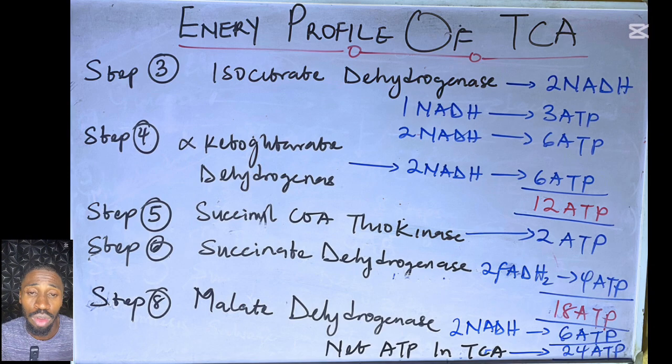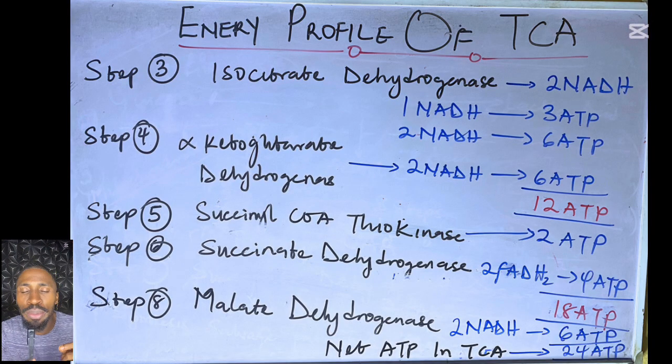In step 6, your succinate dehydrogenase is forming 2 moles of FADH2. And I told you that 1 mole of FADH2 is giving us 2 moles of ATP. Then now we have 2 moles of FADH2, we'll be getting 4 moles of ATP. So 6 from step 3, 6 from step 4, 2 ATP from step 5. So 6 plus 6, 12. 12 plus 2, 14. Plus now 4, what will it give you now? 18. So we are forming 18 ATP now in step 6.